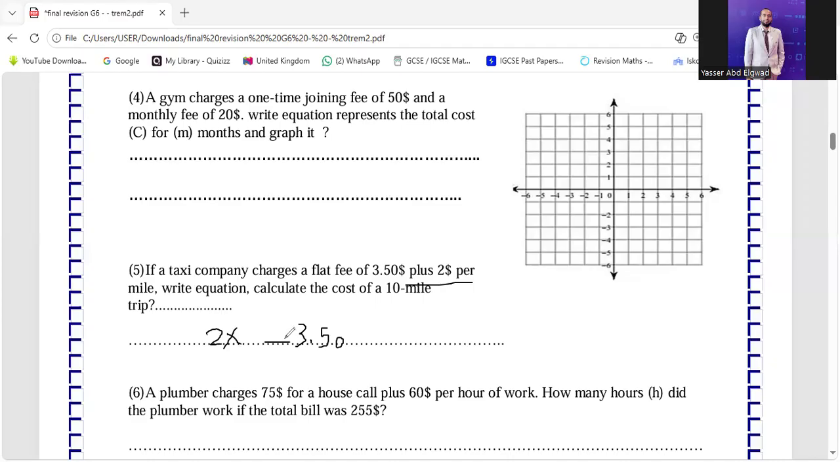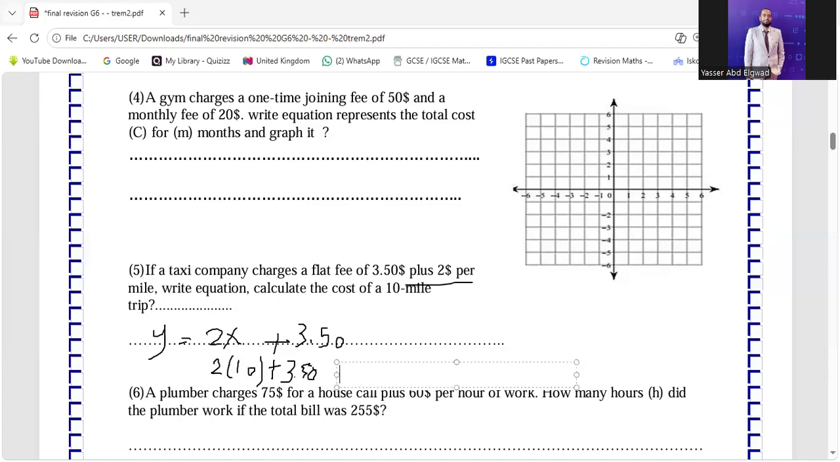Plus the fixed fee, 3.50. Here is the equation. I write the equation. Substitute by 10 for x because x is miles. 2 multiplied by 10 plus 3.5. We can calculate and get the answer. Here is the answer. It's going to be what? 23. Yes, excellent.